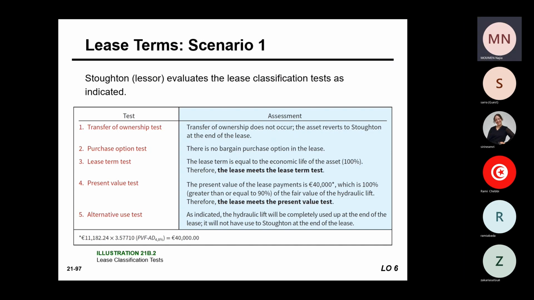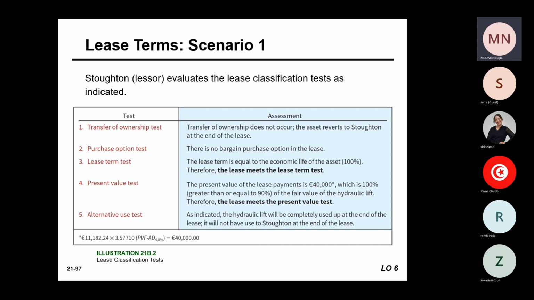Following that, we're talking about the lease term. Remember, we said that to meet that test, the lease term should cover at least 90% of the useful or economic life of the asset. If you compare both, the lease term is 4 years and the economic life of the asset is also 4 years. So the lease term is equal to 100% of the economic life of the asset. Here we have one of these tests already met and verified, so we can consider it a finance lease.